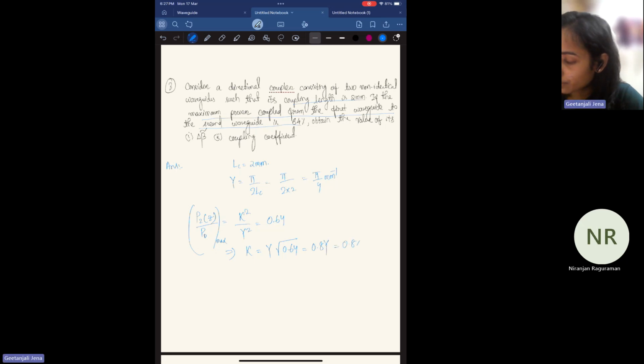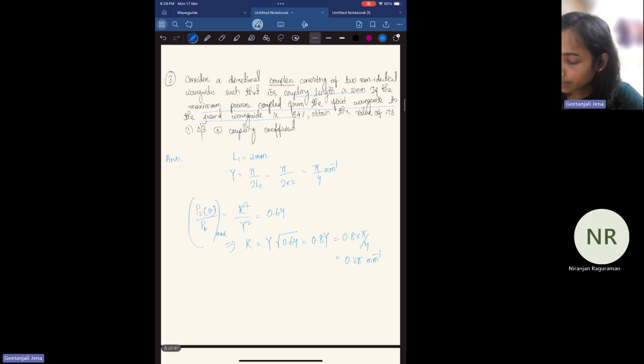So gamma is pi by 4. So this will give us 0.25 per millimeter. So this is the value of the coupling coefficient of these two waveguides.